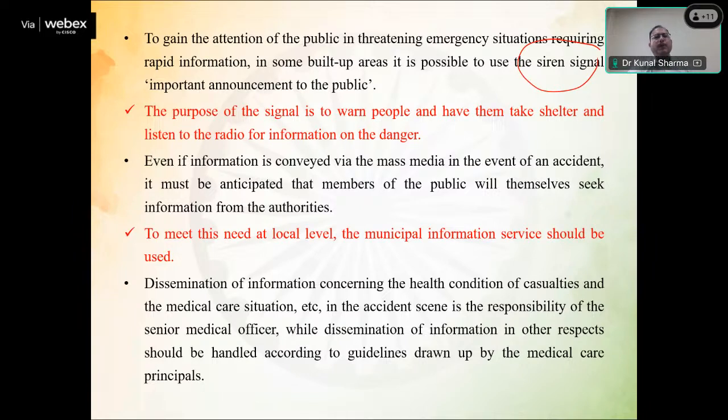The purpose of the signal is to warn people to take shelter and listen to the radio for information about the danger.